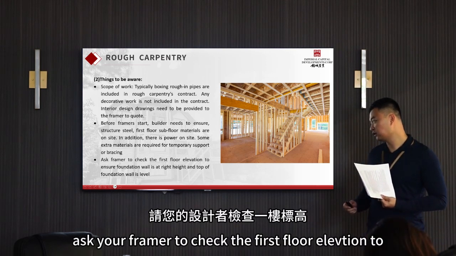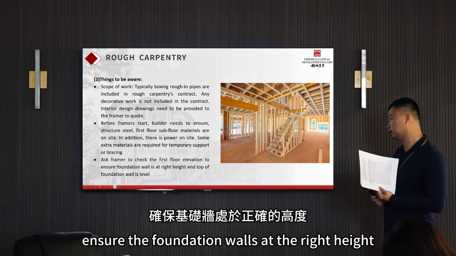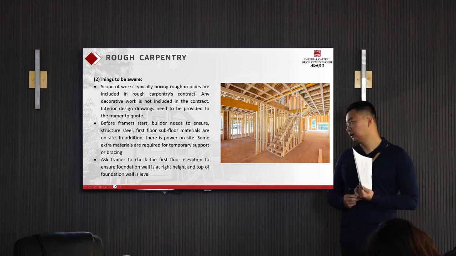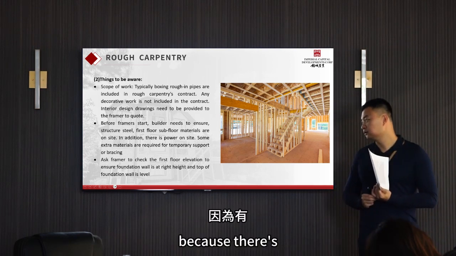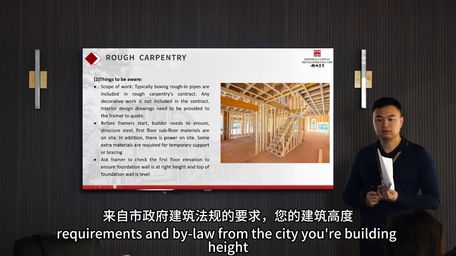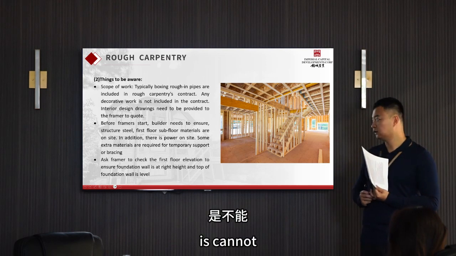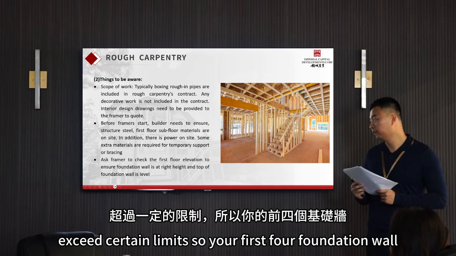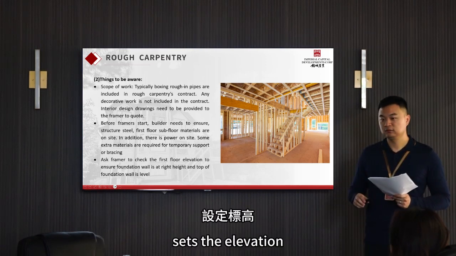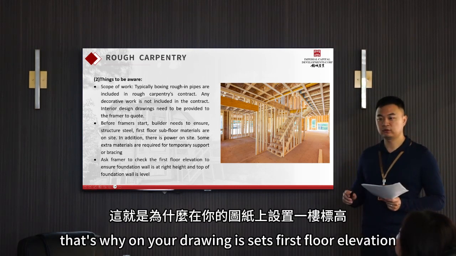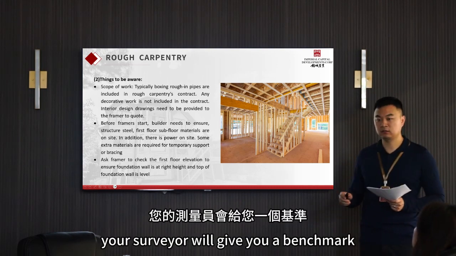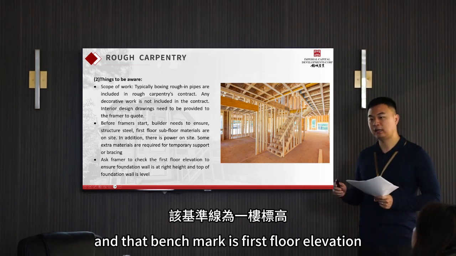Ask your framer to check the first floor elevations to ensure the foundation wall is at the right height and the top of the foundation wall is level. This is very important because there's requirements and bylaws from the city. Your building height cannot exceed certain limits. So your first floor foundation wall sets the elevation. That's why on your drawing it says first floor elevation. And normally your surveyor will give you a benchmark, and that benchmark is first floor elevation.